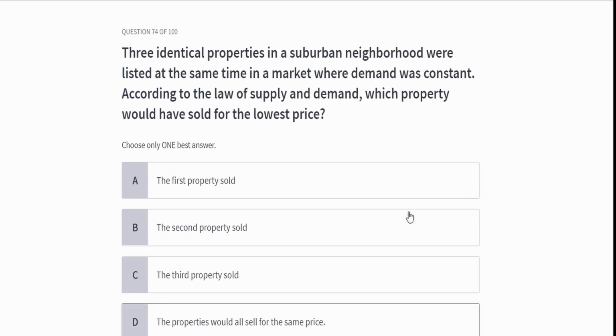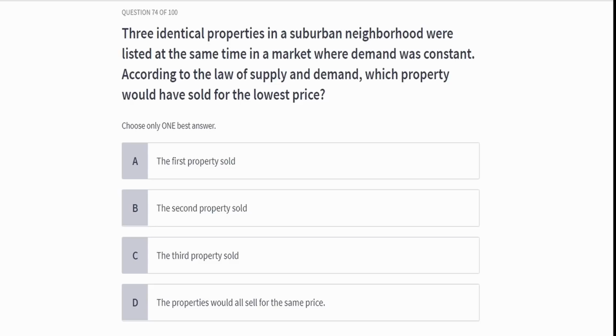All right, next one, 74. 3 identical properties in a suburban neighborhood were listed at the same time in a market where demand was constant. According to the law of supply and demand, which property would have sold for the lowest price? A, the first property; B, the second property; C, the third property; or D, the properties would all sell for the same price. So go ahead and think this one over and reread it if you get stuck, because this is a little bit of a tricky one. And then I'll explain in a few moments. So think that one over starting now.